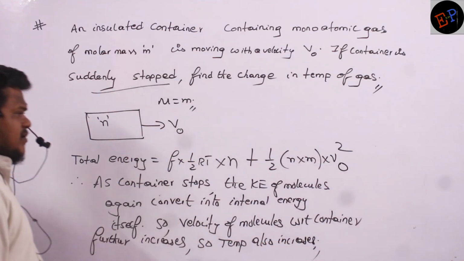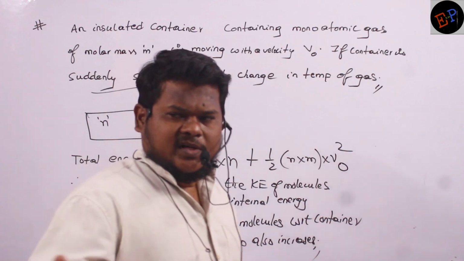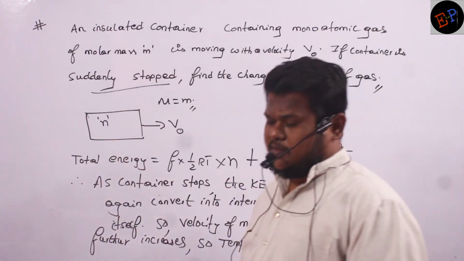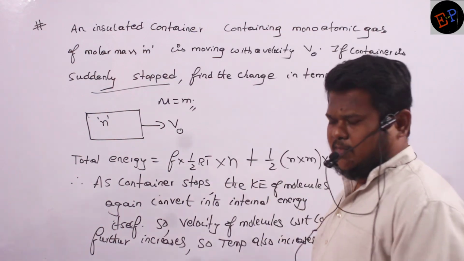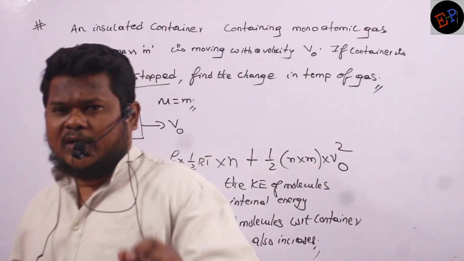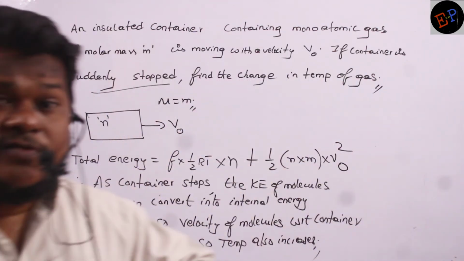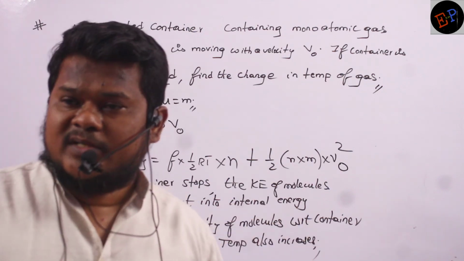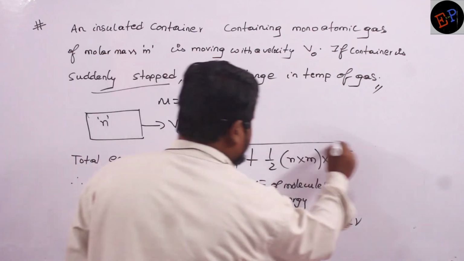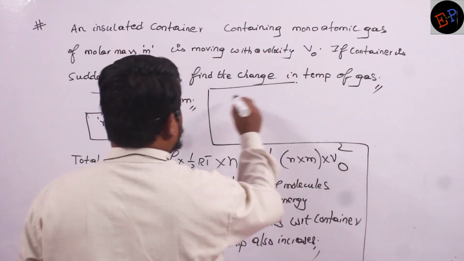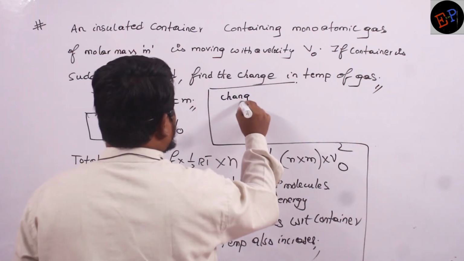If the velocity of gas molecules increases, temperature also definitely increases, because temperature depends only on kinetic energy. Already we discussed, temperature depends on what? Only kinetic energy. So when the velocity of molecules further increases, the temperature also increases. So how can I calculate the change in temperature? Let us see. So, change in temperature.